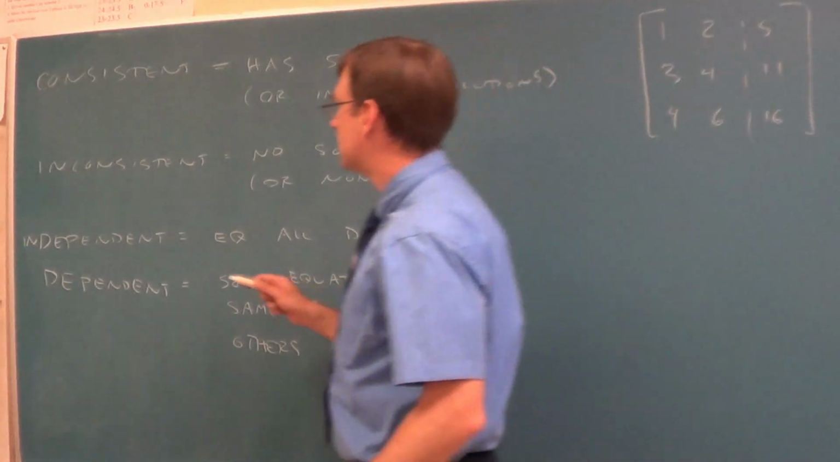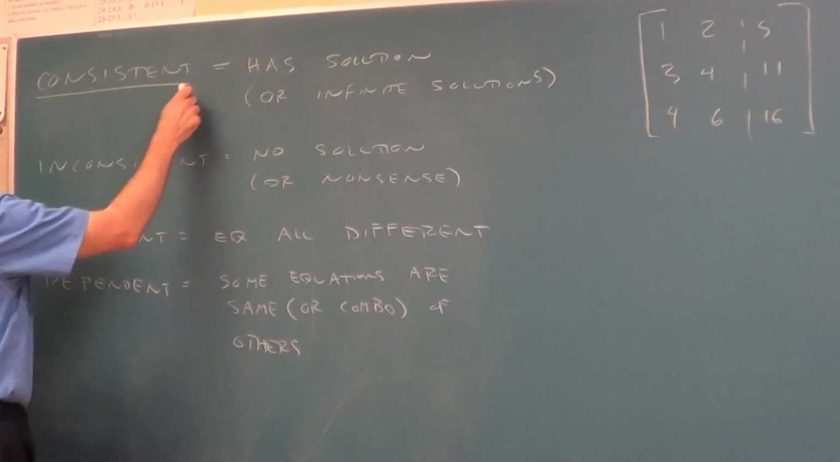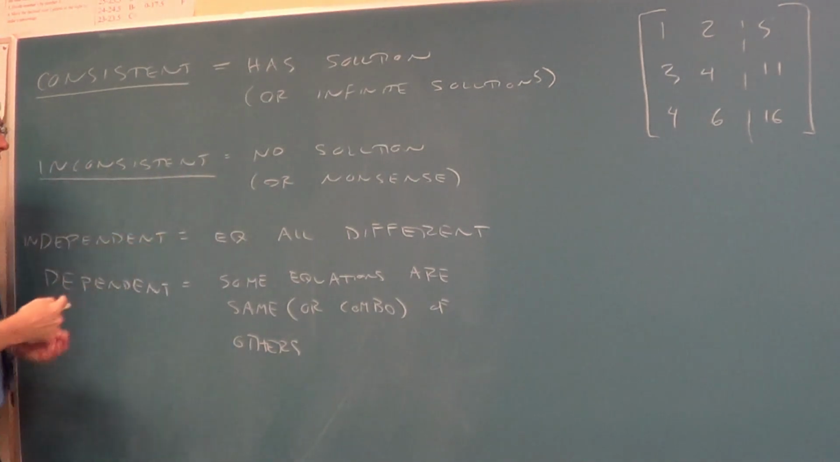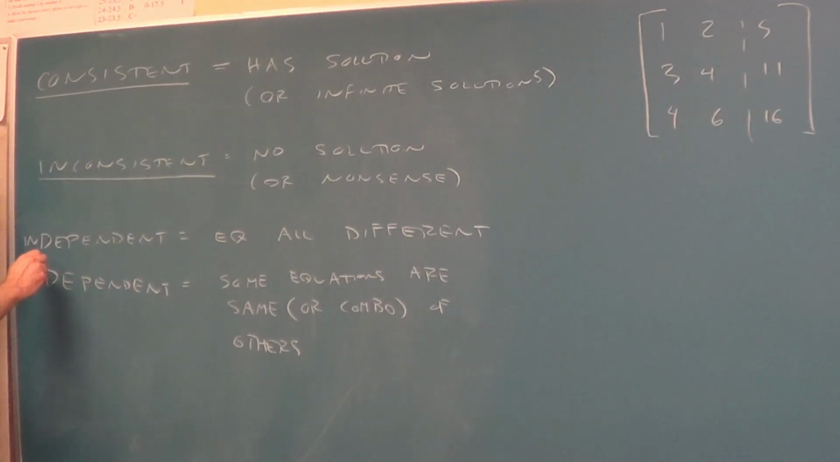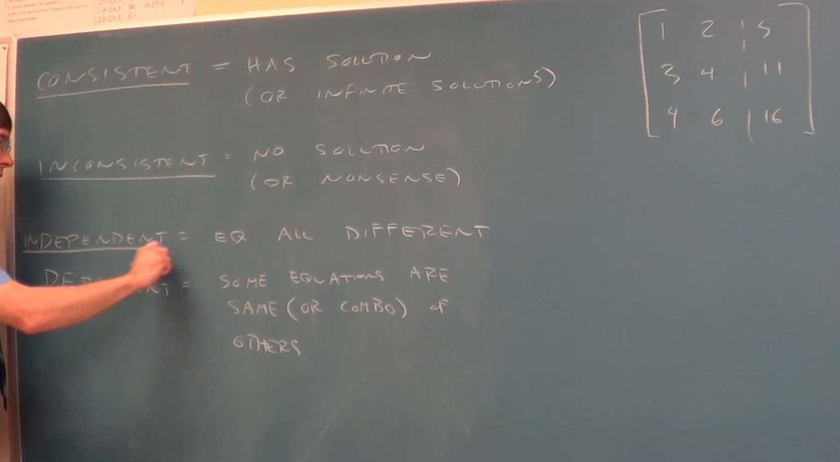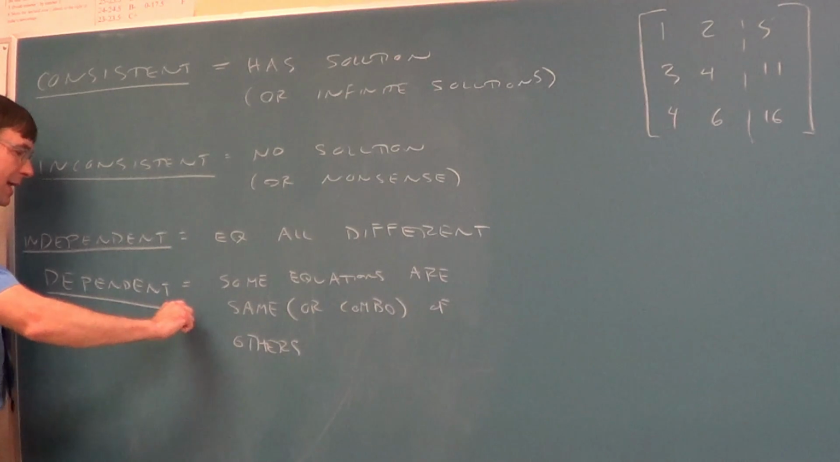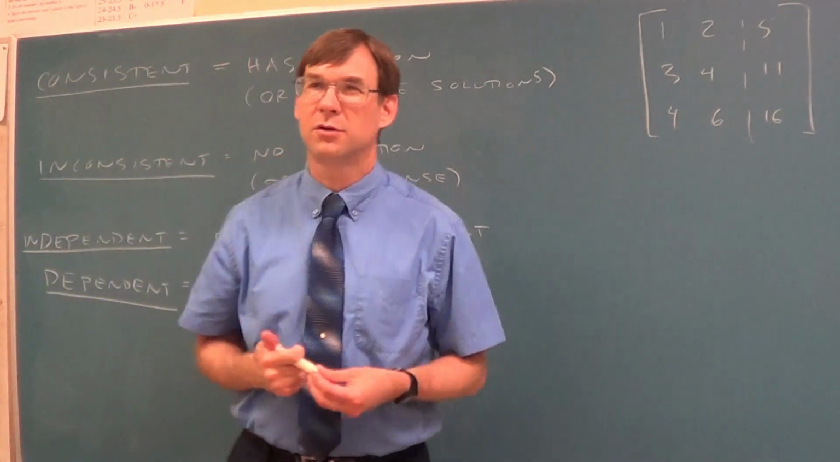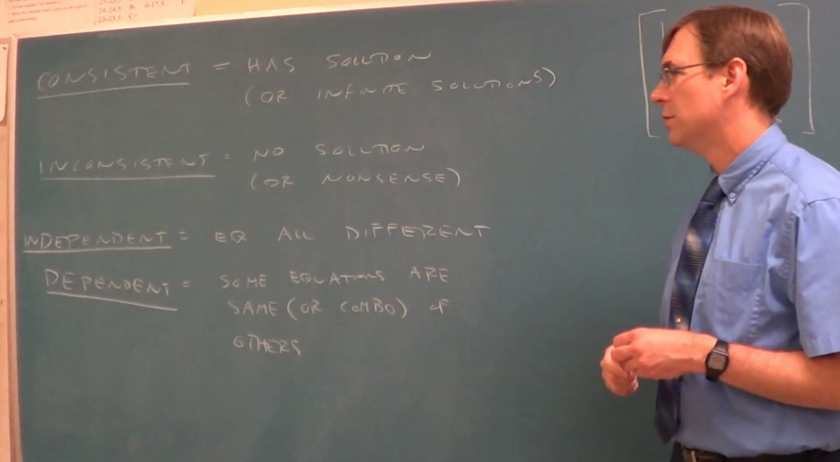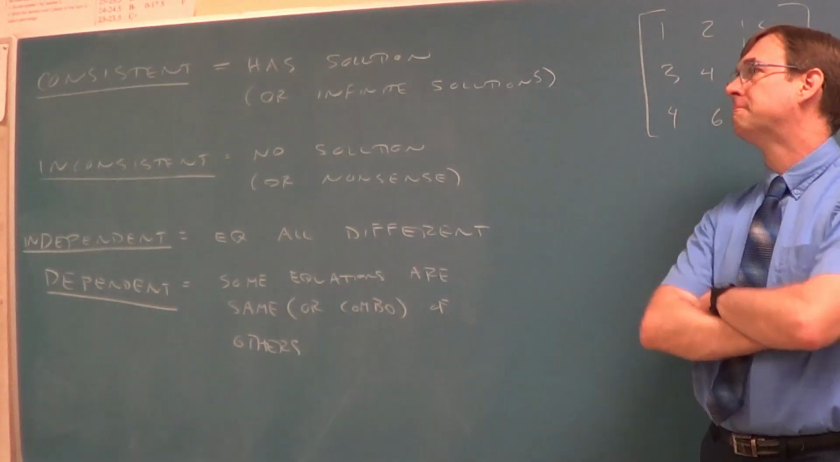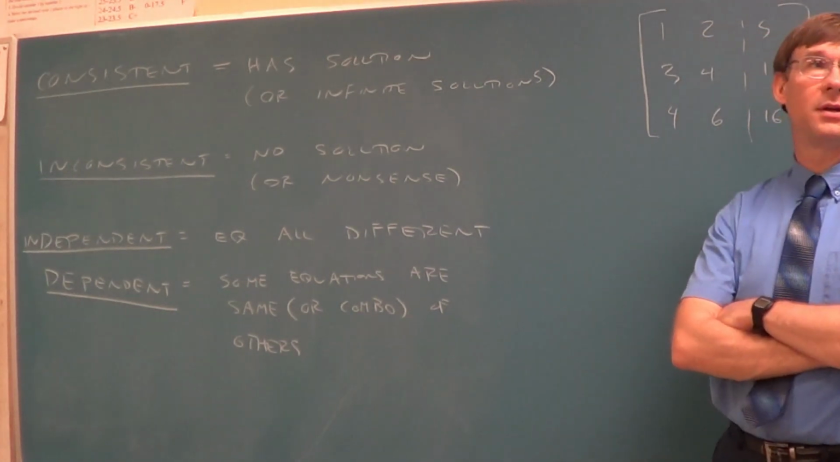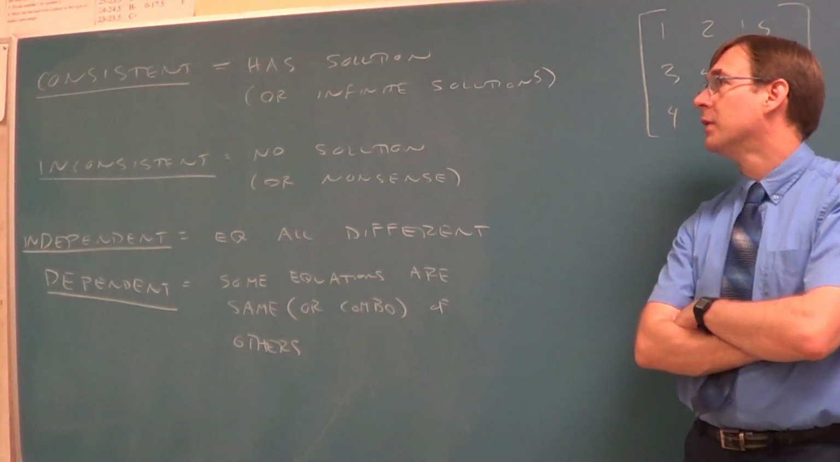So the 4 words of the day are consistent and inconsistent. Every system of equations is either consistent or inconsistent. One or the other, can't be both. Simultaneously, it's either independent or dependent. Now those are 2 unrelated choices. One has nothing to do with the other one.